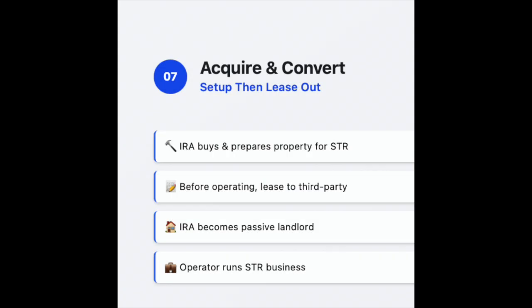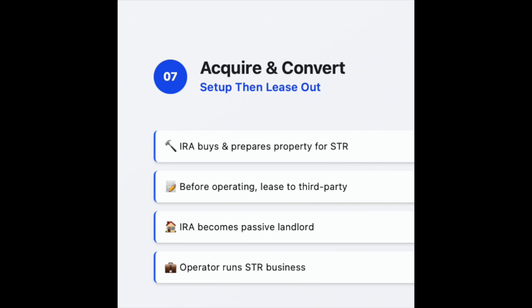Number 7. The 7th strategy is kind of a two-step process. Acquire and set up the property first, then convert it to a passive holding by leasing it out. How does that work? The example in the source is your IRA buys the property, maybe furnishes it, gets it all ready to be an STR. Okay. Does the initial work? Right. But then, before operating it, the IRA leases the fully prepped property to a different company, again not a disqualified person, and that company is the one that actually operates the STR business day to day.